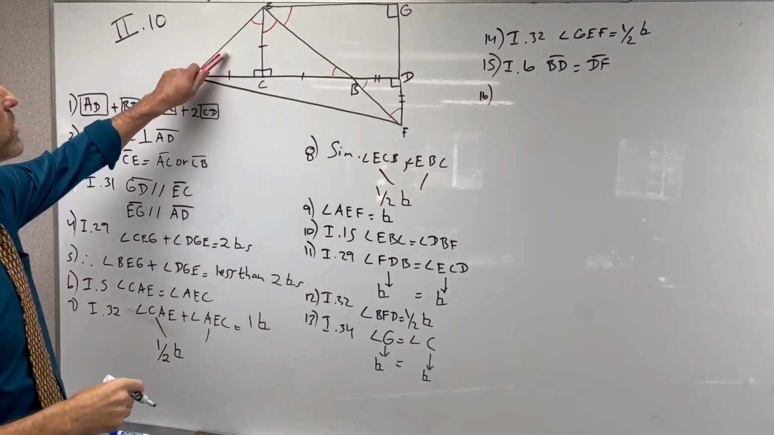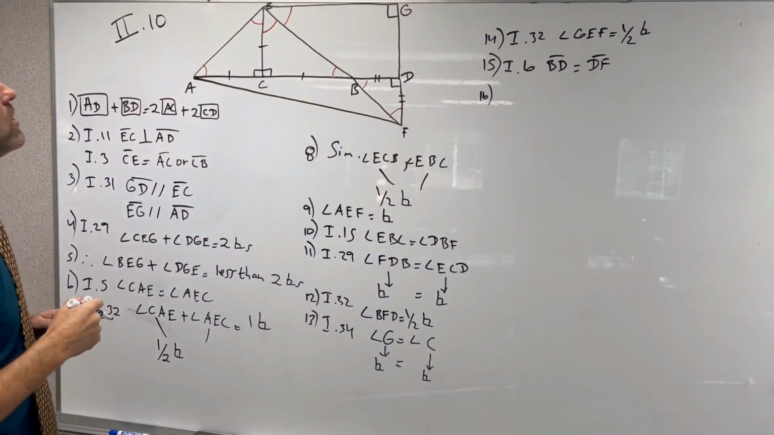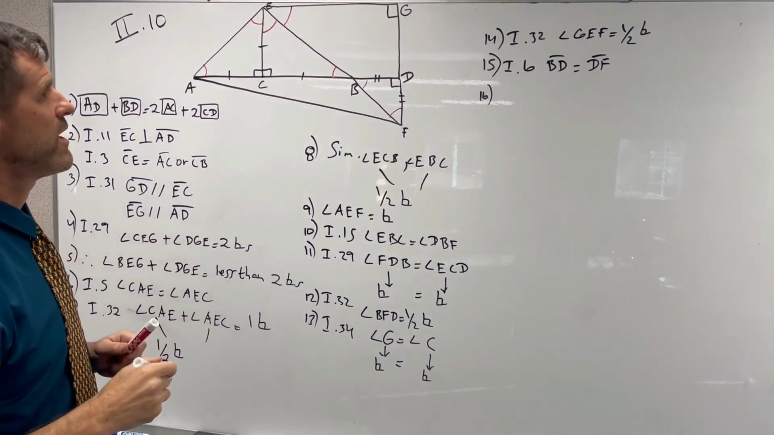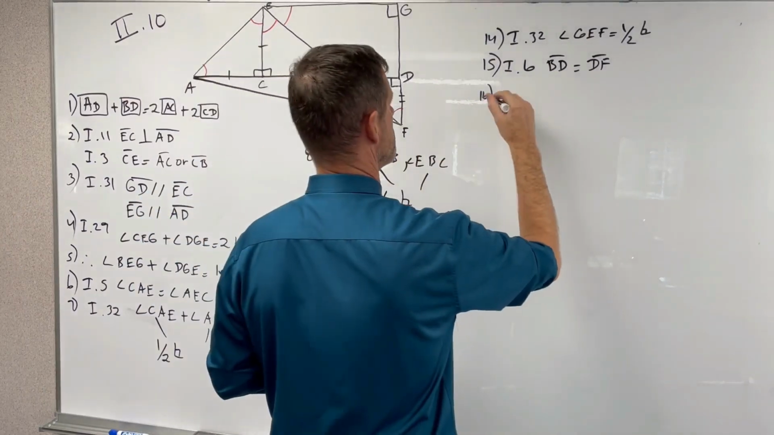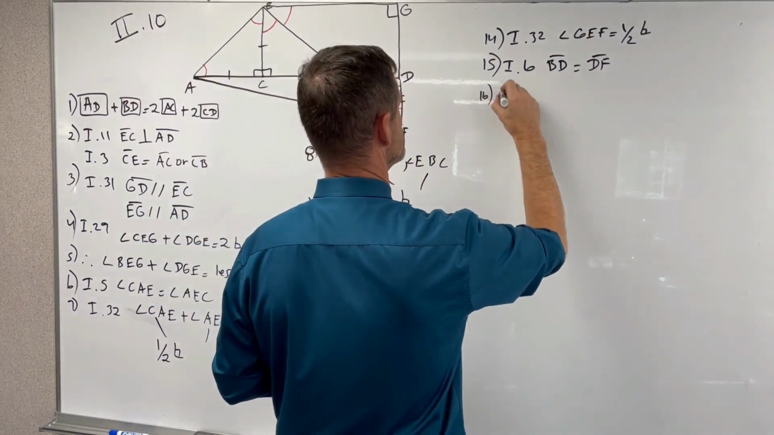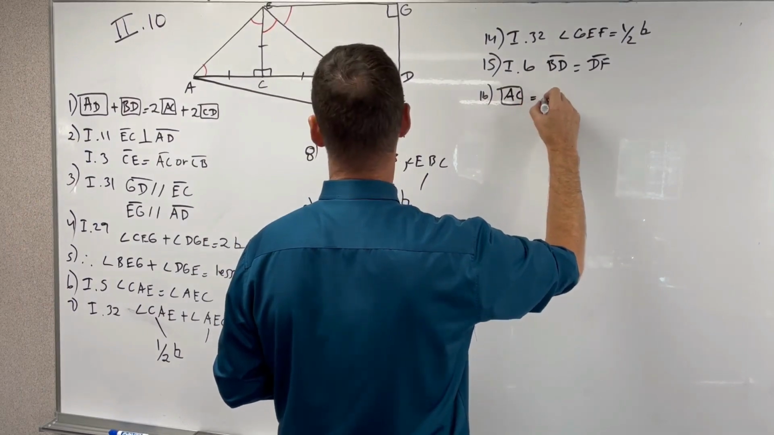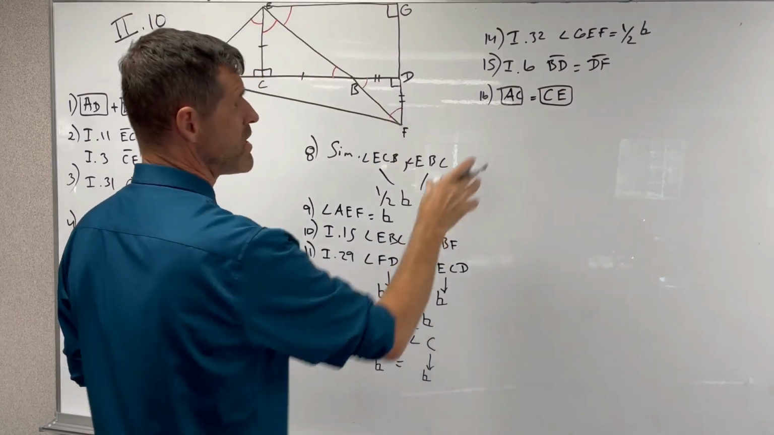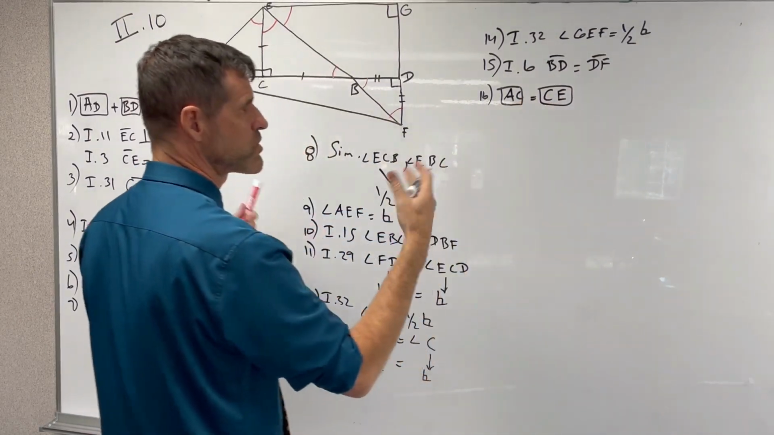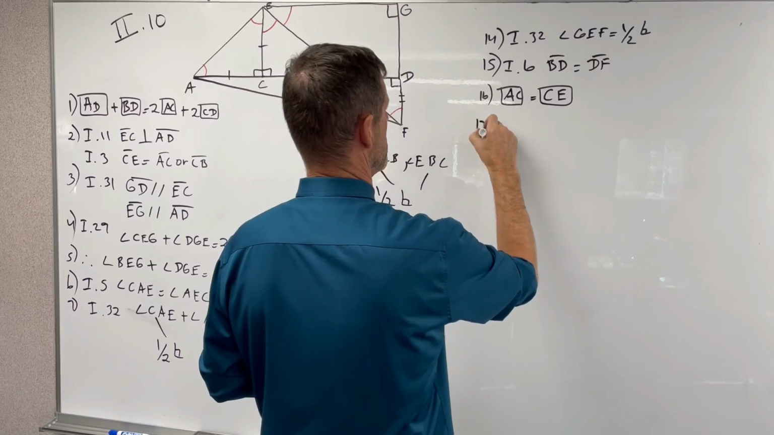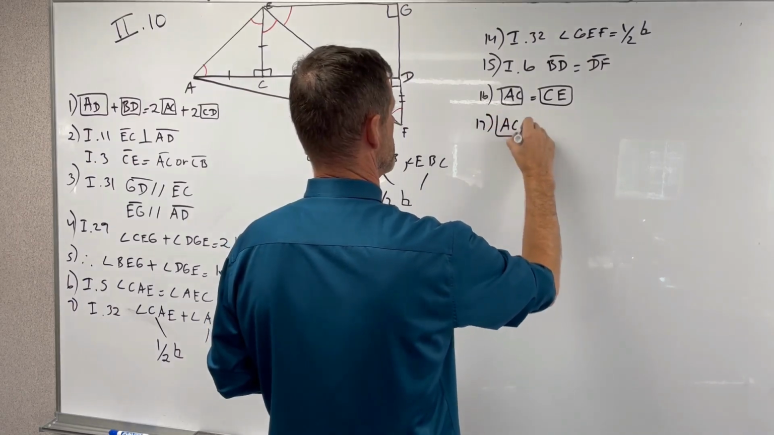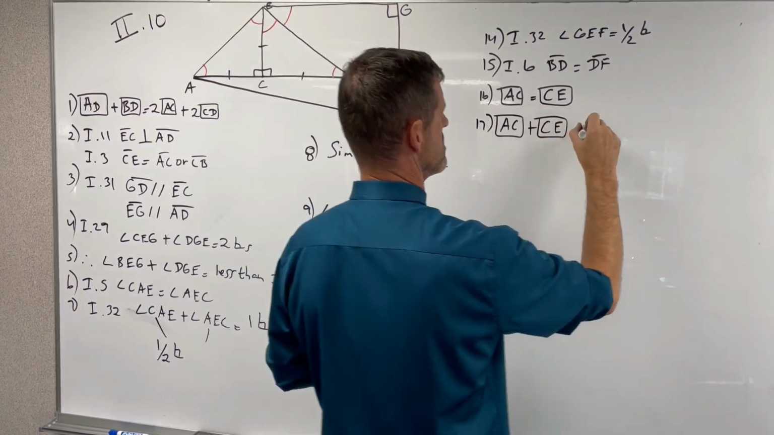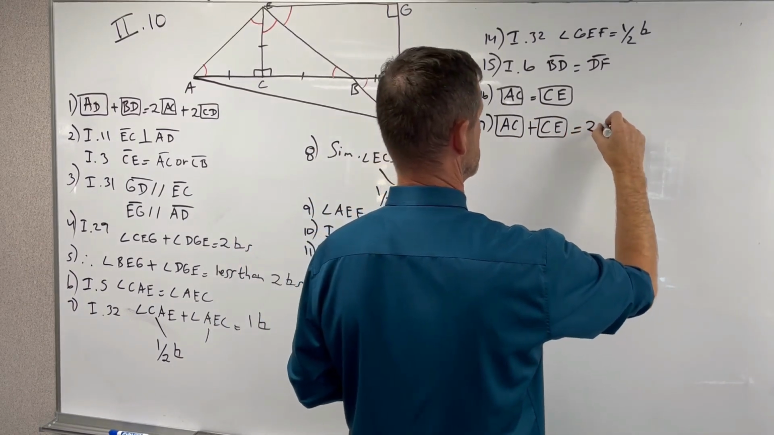Okay, let's go back to our triangle ACE. We know that AC is equal to CE, and therefore the squares on them will be equal. Therefore, the square on AC is equal to the square on CE. But that means the two of them together will be twice the square on AC. Therefore, the square on AC plus the square on CE equals twice the square on AC.